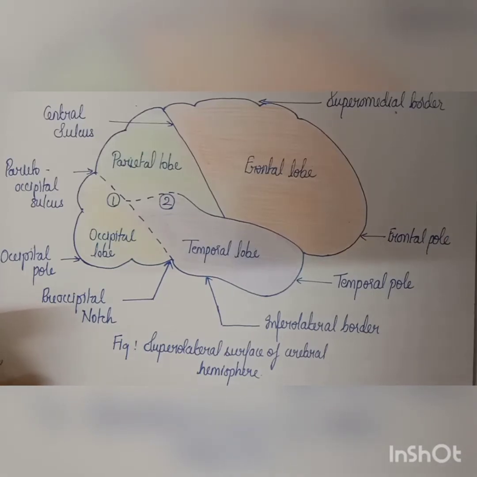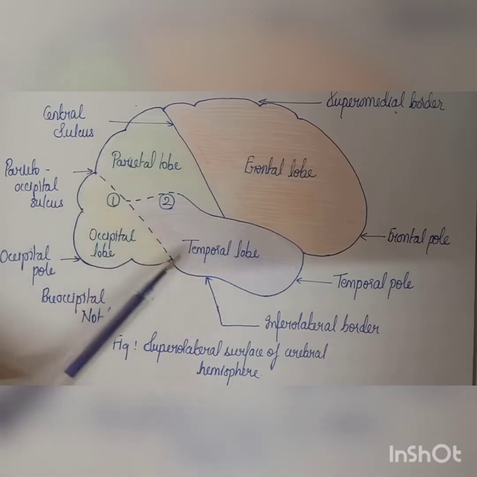The folds on the cerebral hemisphere are called gyri, which are separated from each other by sulci, increasing the surface area of the cortex, which is approximately 2000 centimeters square. The formation of these sulci begins at the 5th to 6th month of intrauterine life and ends at the end of the 9th month.